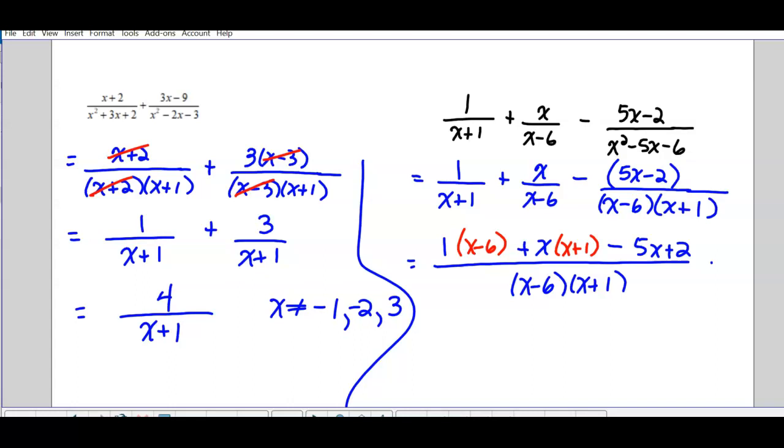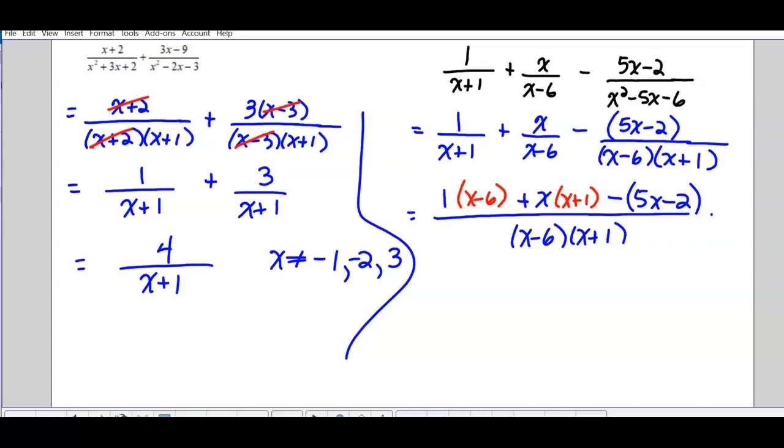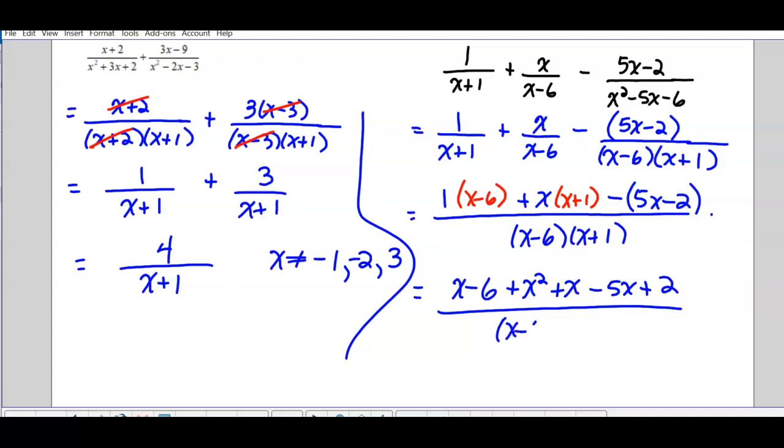Okay? So if you wanted to do it in smaller steps, maybe this is what I would do. Up to you. Okay? If you're good at remembering, then you don't have to do that. But here now, I'll just get rid of all the brackets with the correct signs. So that's going to be x minus 6 plus x squared plus x. Minus 5x plus 2. Okay, so I would highly recommend you put brackets around that numerator there so that you don't forget about signs.